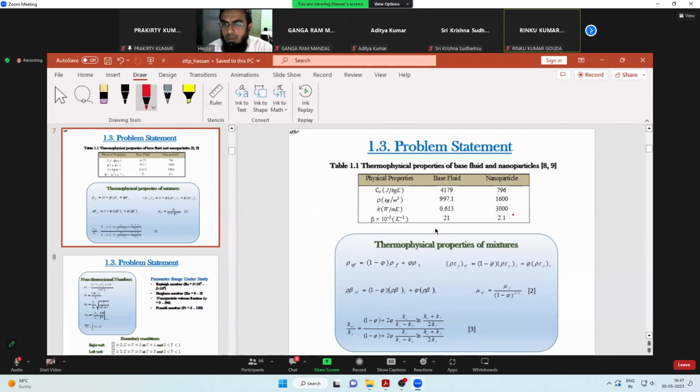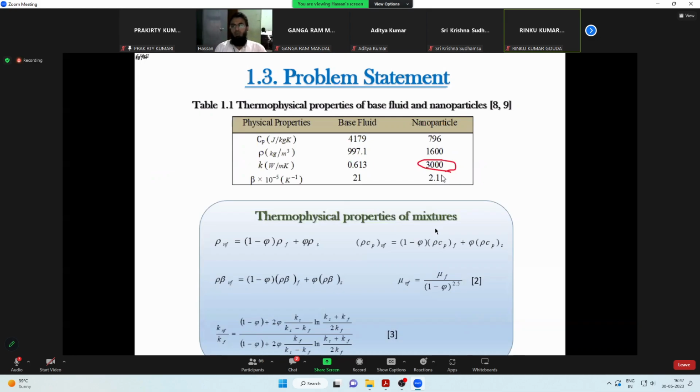Here you see this is a significant number. This 3000 is a significant number. Whereas the thermal conductivity of the water was only 0.6 watt, it is 3000 for some typical nanoparticle. So how many times is it? It's around 5,000 times that of the base fluid. So even if we mix a very small quantity of nanoparticle into the base fluid, the resultant thermal conductivity of the colloidal solution is expected to be significantly high.